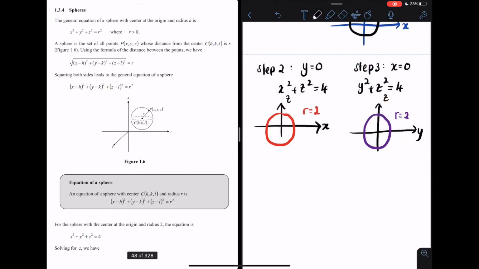So what should I do right after this? I have to combine everything that I have obtained from step 1 until step 3 so that I can sketch the surface in the 3-dimensional coordinate system.